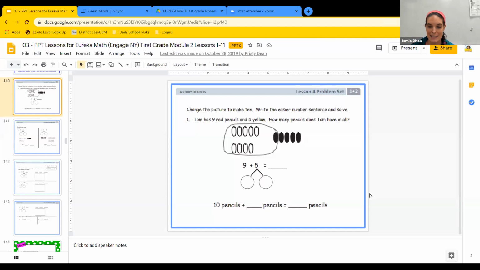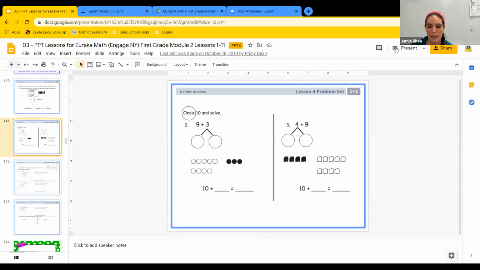So let's look at number 1. I'm not going to do this one with you, but I want you to look at it because it already has the picture drawn. And if you notice, it's already circled. Okay, so you don't have to draw and circle on this one because it's already done for you. You just have to go in and fill everything out. So let's look at number 2.